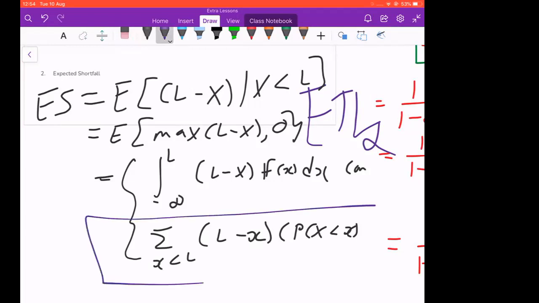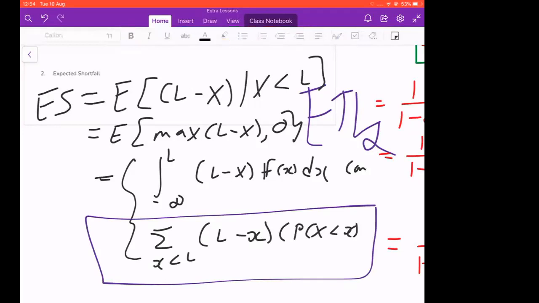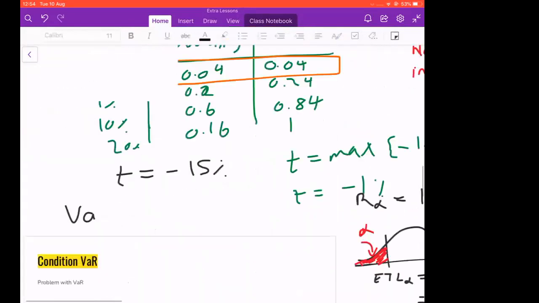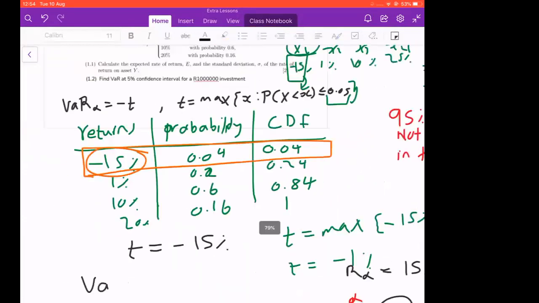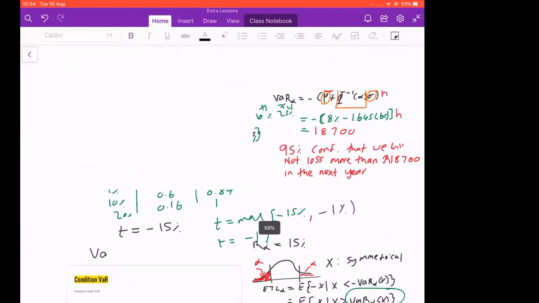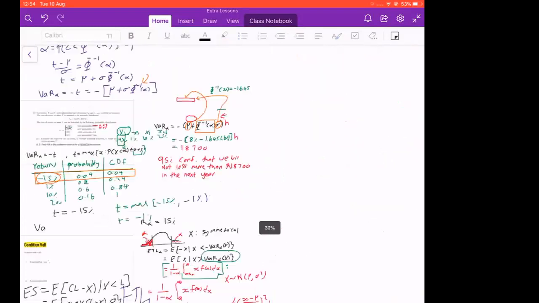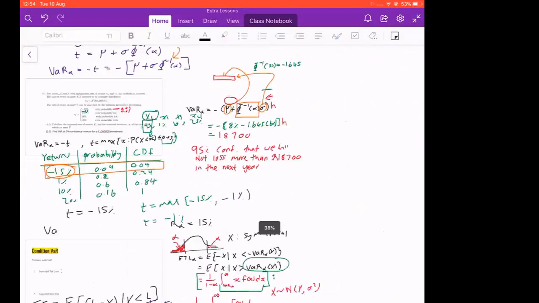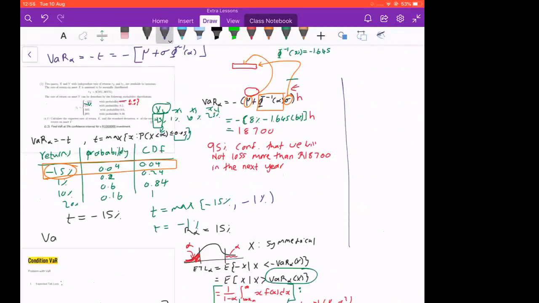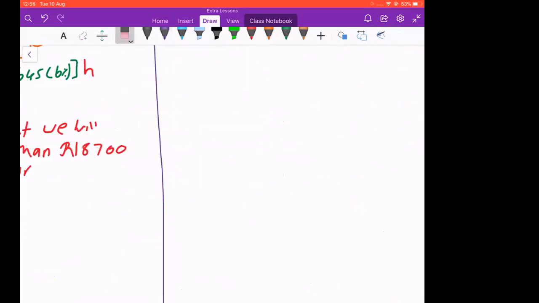We already saw this in the last question. I think it was Nicole who asked the question: calculate the expected tail loss for the last question. Let's see, this is our question, right? So we know our VaR. Let's look at this for the discrete case. I think that is going to be much easier to understand.